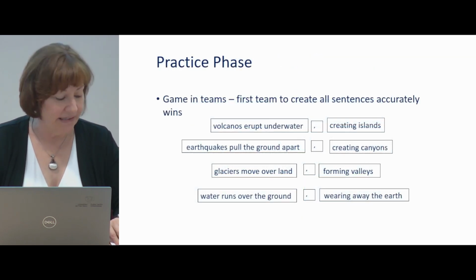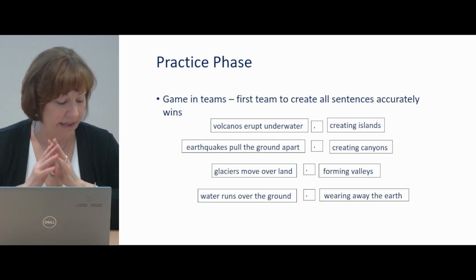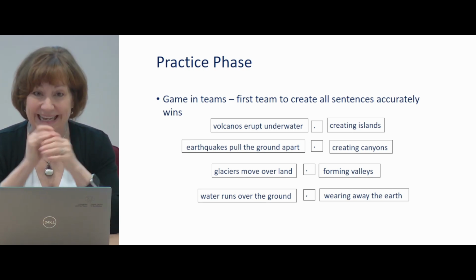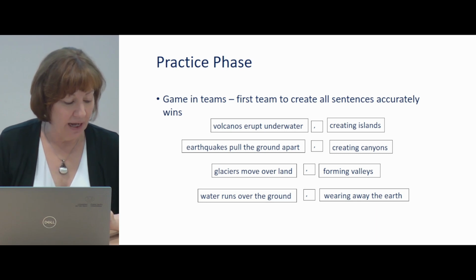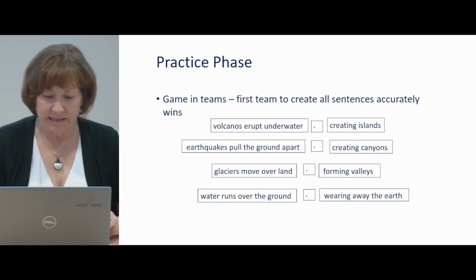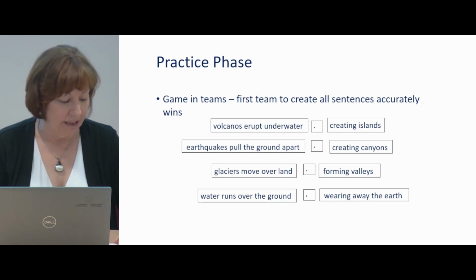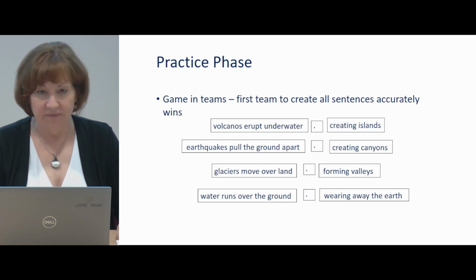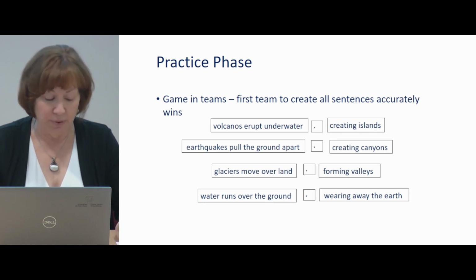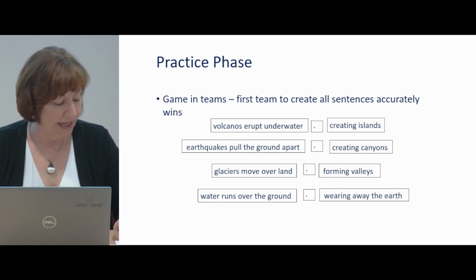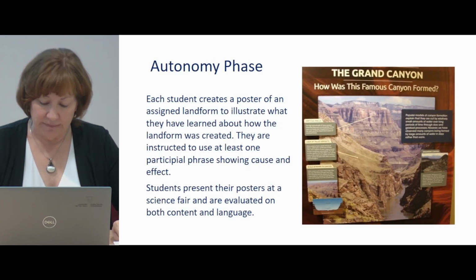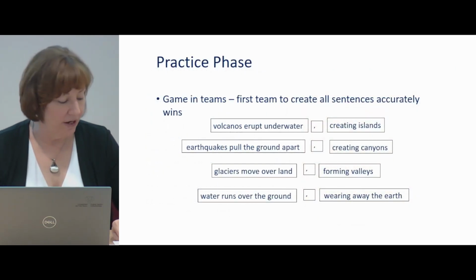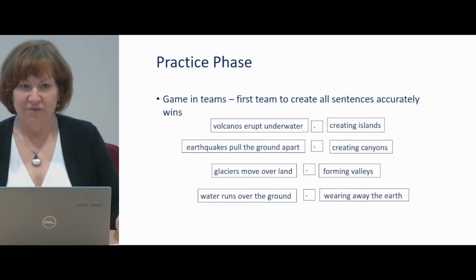Then in the practice phase, students are organized into teams. There are parts of sentence strips in envelopes. Each team gets an envelope, and they have to create sentences using the two parts and the comma. The first team to create all of them, both accurate in content and language, wins, and that's followed by another practice activity. And then the students engage in a game.